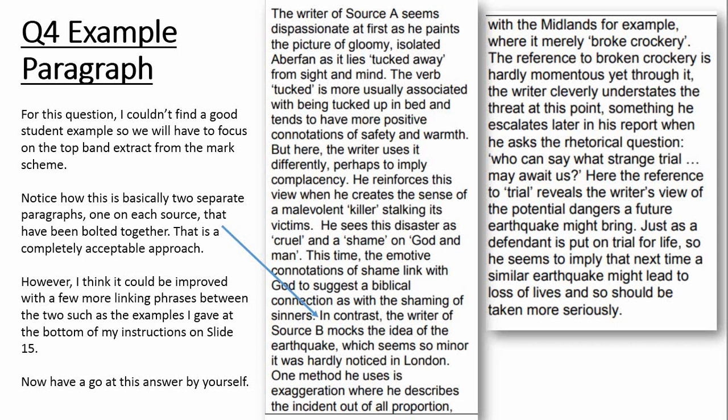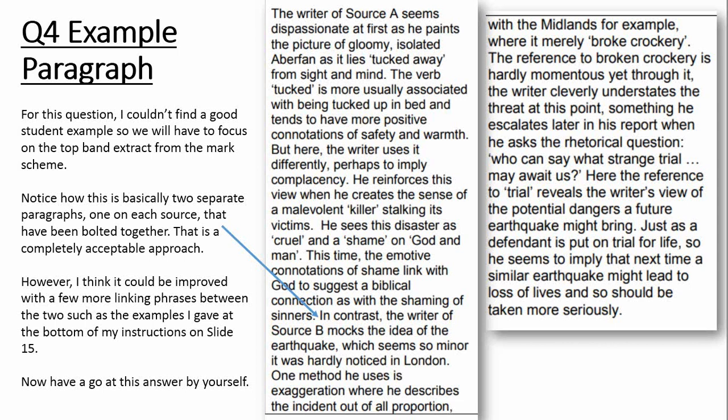Now, as I've said before for question 2, the use of the ellipsis there is very useful because, again, it's sophisticated use of quotation. It's missing out the irrelevant bit in the middle. It saves you time in the exam, so it's all-round good practice. But when it mentions, for example, understating the threat, something he escalates later, we're talking about structure. We're looking at the way that the writer has chosen to organise their ideas.